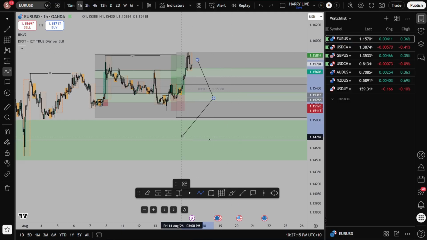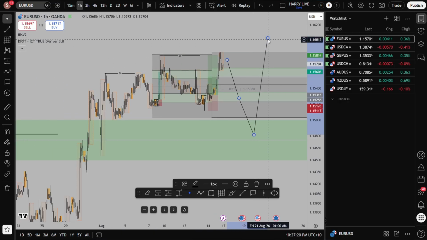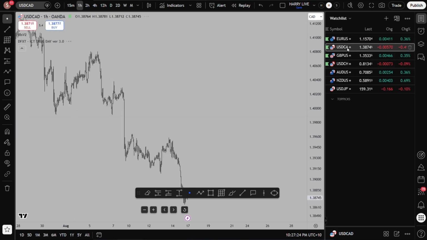Either we get a pullback around here to the upside, or get to the weekly and then get a move to the upside here.